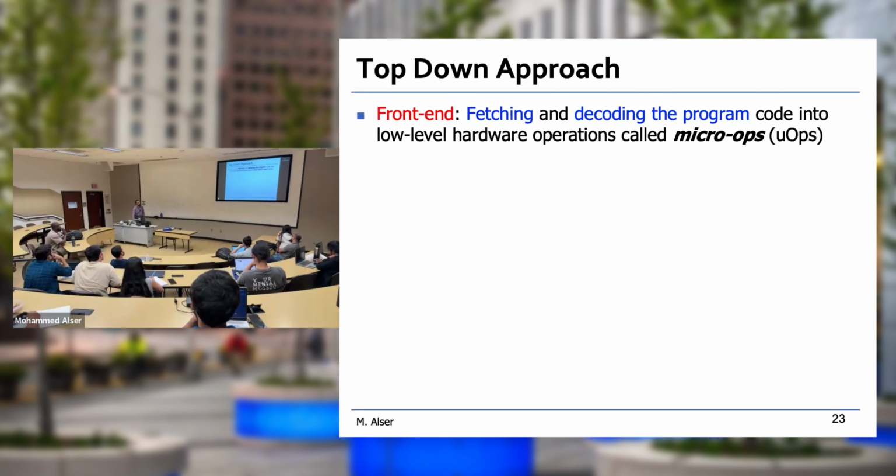Top-down means that you are located at the CPU itself, not at the memory. These terms are coined based on where you are placed. If you are placed in the CPU, then your front end is anything happening at the CPU, and the back end is anything happening at the memory side. Is this clear? Okay.